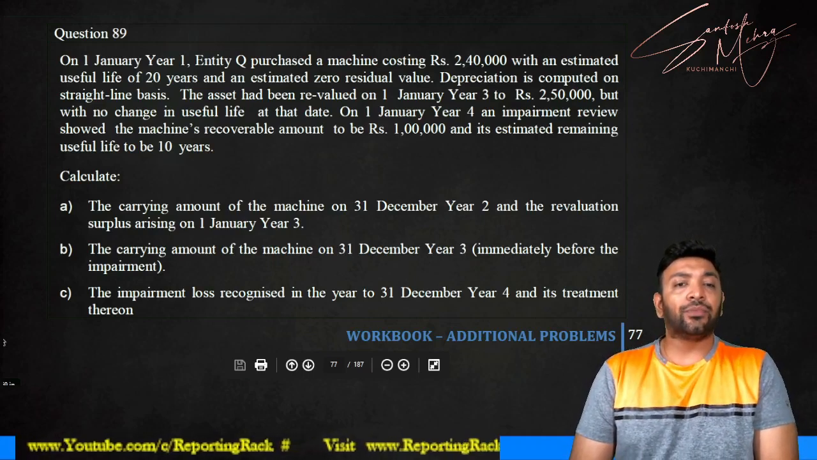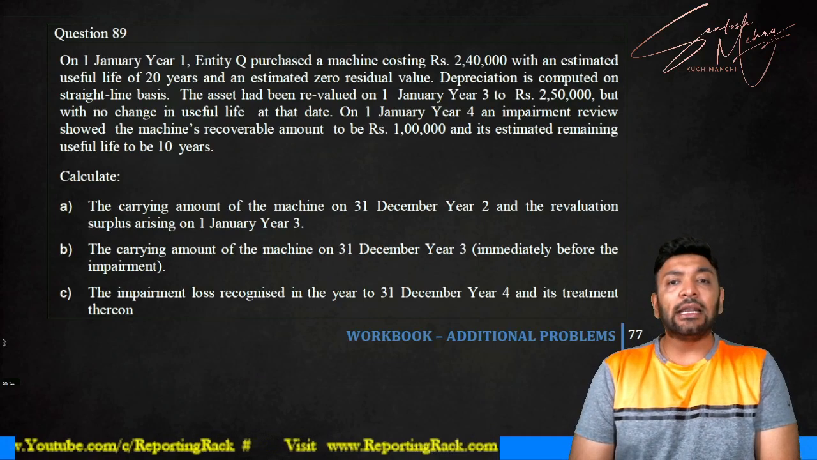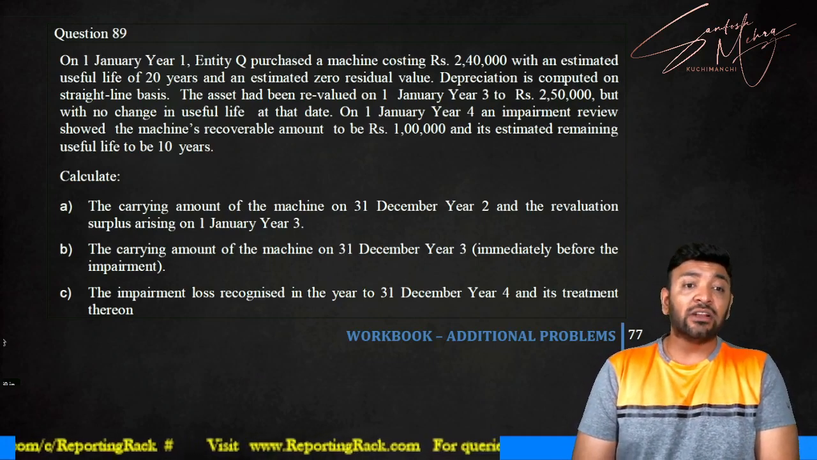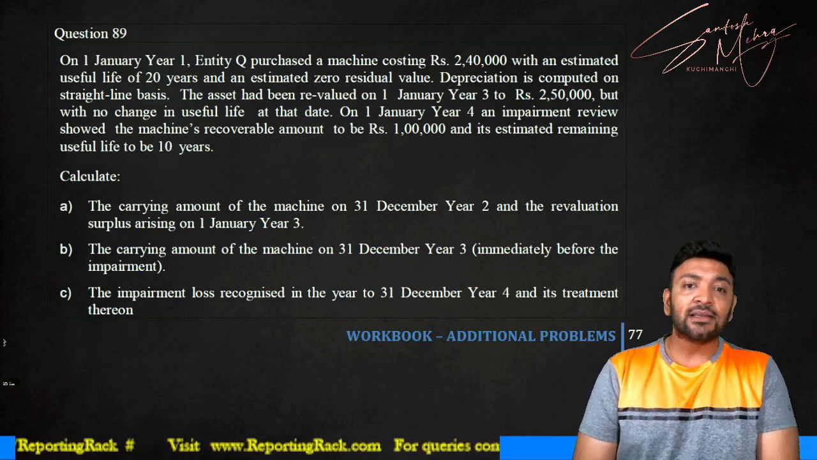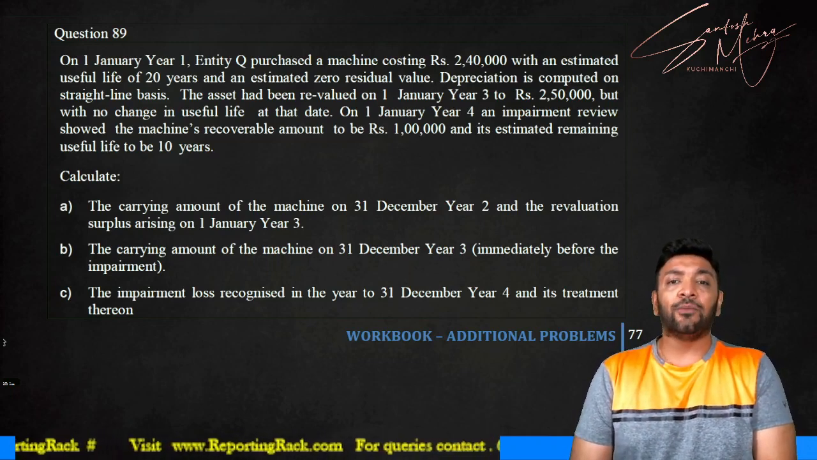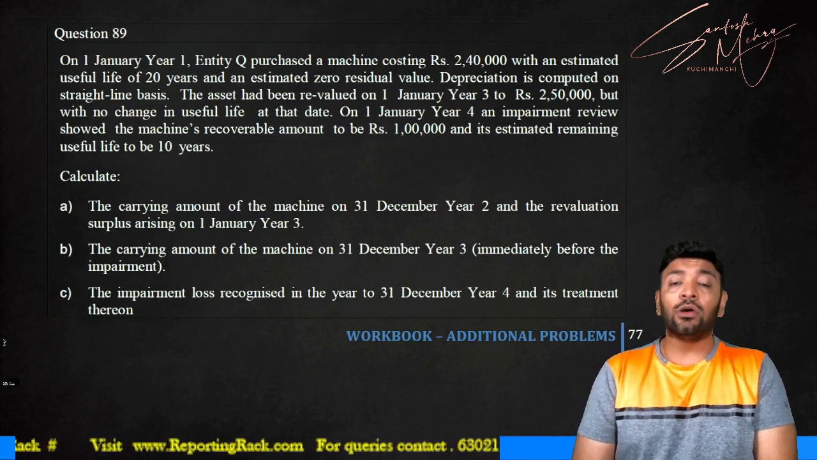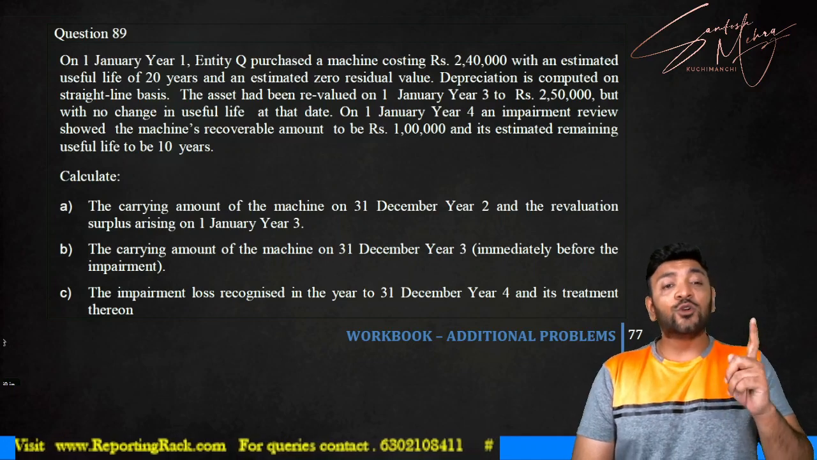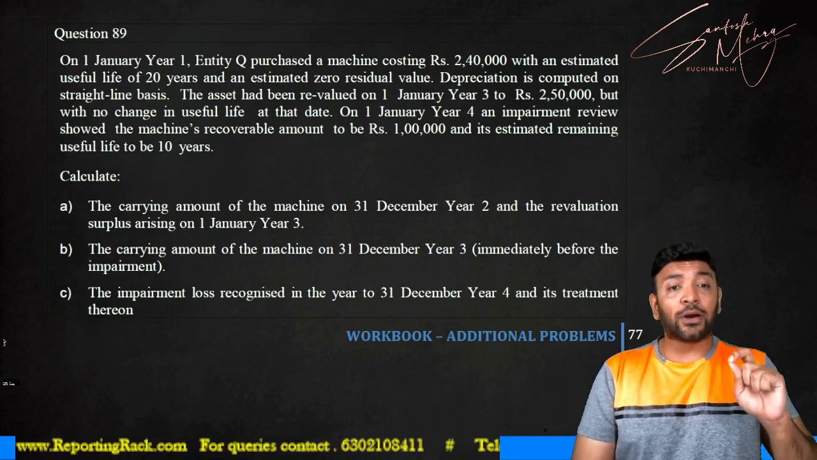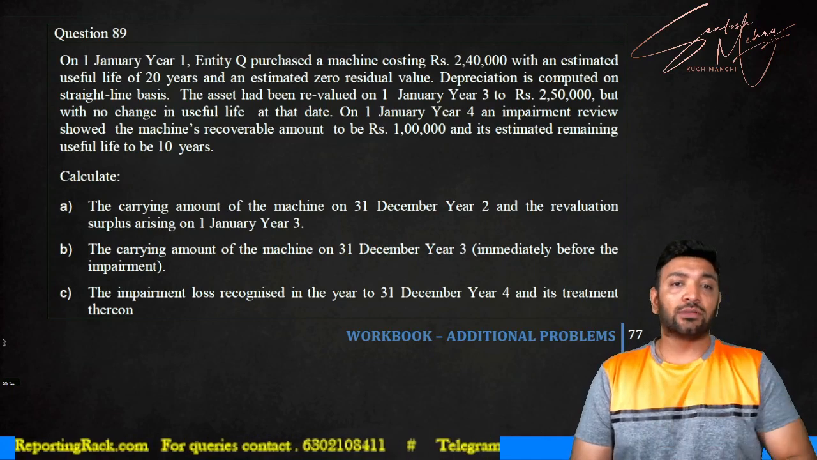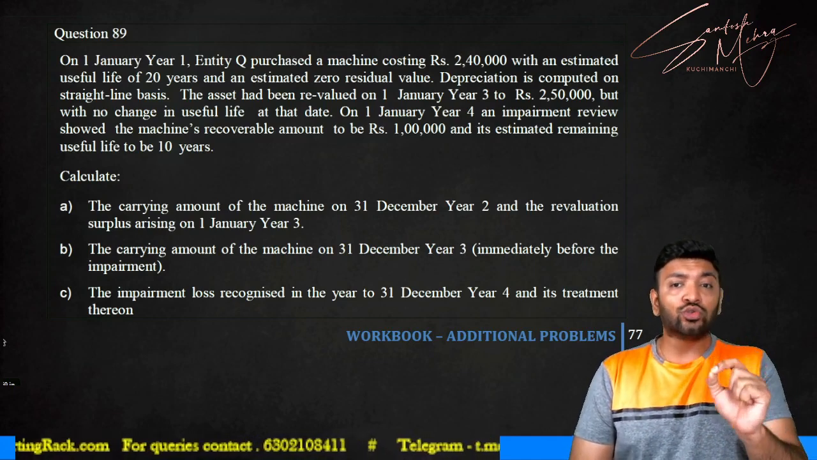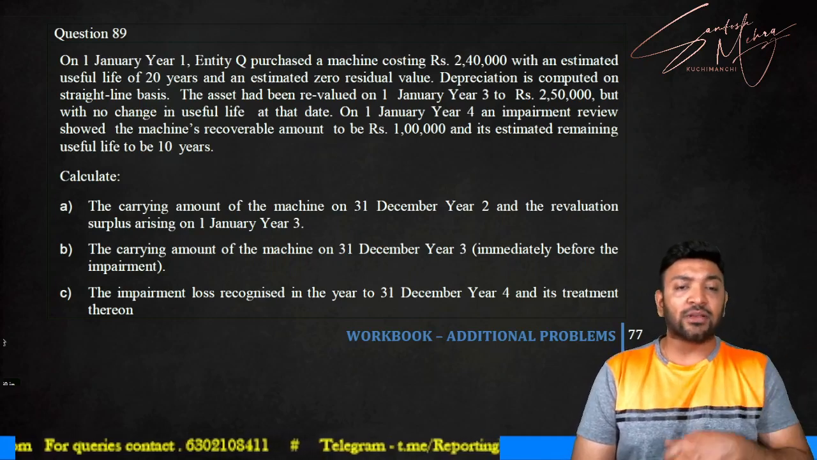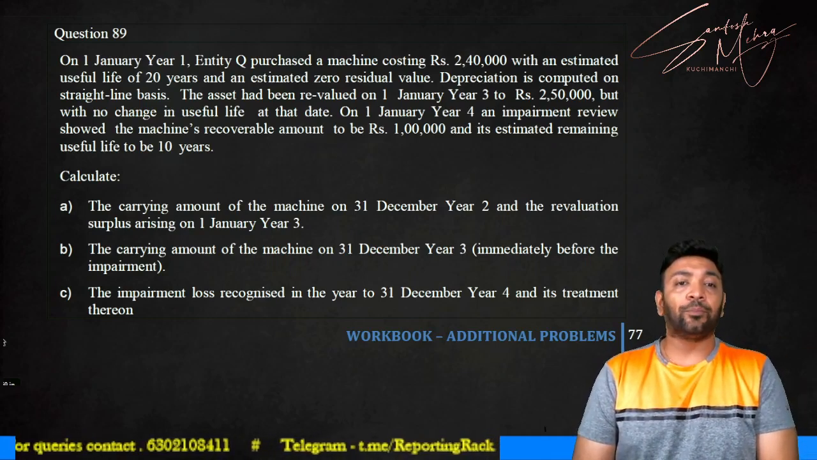1st January, year 1, entity Q purchased a machine costing 2,40,000 with an estimated useful life of 20 years and a 0 residual value. Guys, residual value is 0. That means the entire 2,40,000 is depreciable value of the asset. Their useful life is 20 years. That means per annum depreciation is 2,000. Depreciation is computed on a straight line basis. That is what we said, 2,000 rupees per annum.